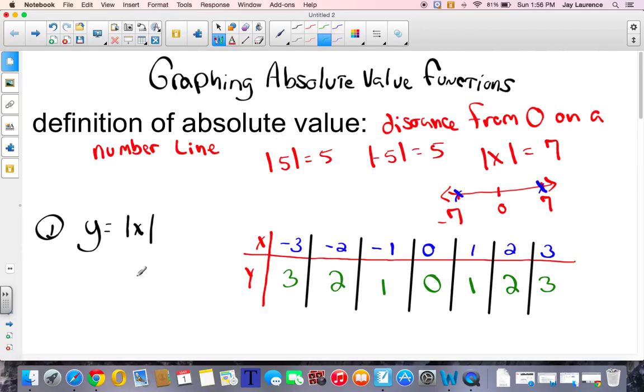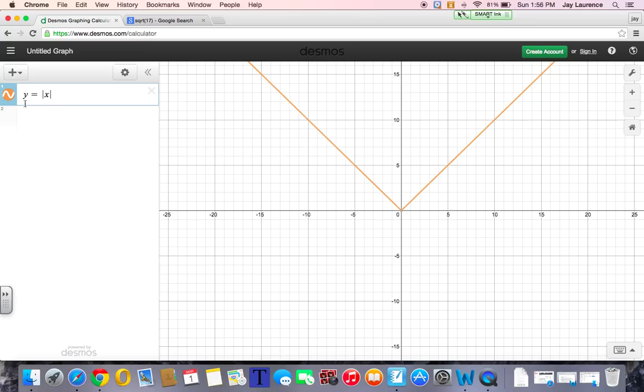When I graph it, I'm going to get a picture that looks just like that. See the y equals absolute value of x? Notice it starts at the origin. Well, it has a vertex at the origin. We call this the vertex down here. And this vertex is at the origin. And then 1, 1 is right there, 2, 2, 3, 3, and negative 1, 1, negative 2, 2, negative 3, 3, etc. And it goes on forever.